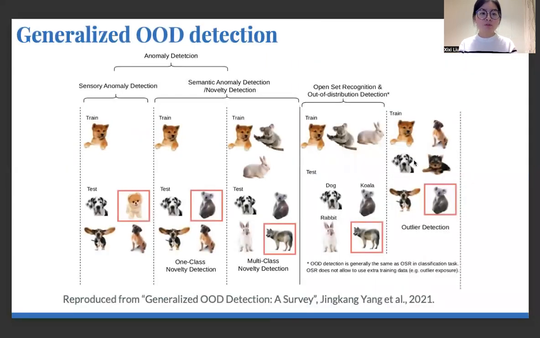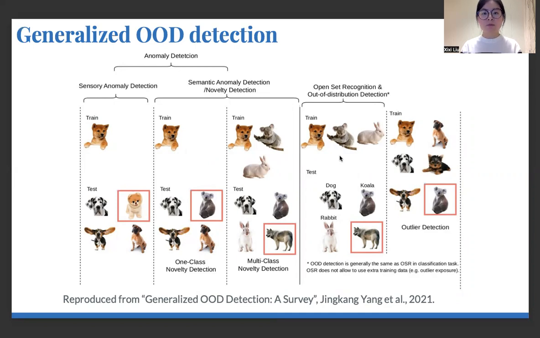Here is an overview of generalized OD detection tasks. The first column represents sensory anomaly detection. The goal is to differentiate images that have a different style compared to the training images. The second and the third columns represent novelty detection. Their goal is to differentiate images that have a different class compared to the training images.